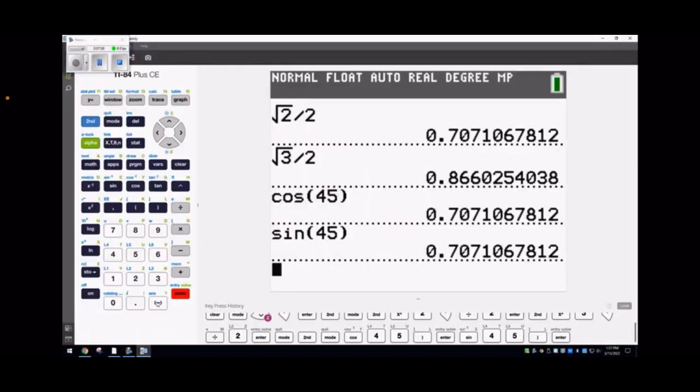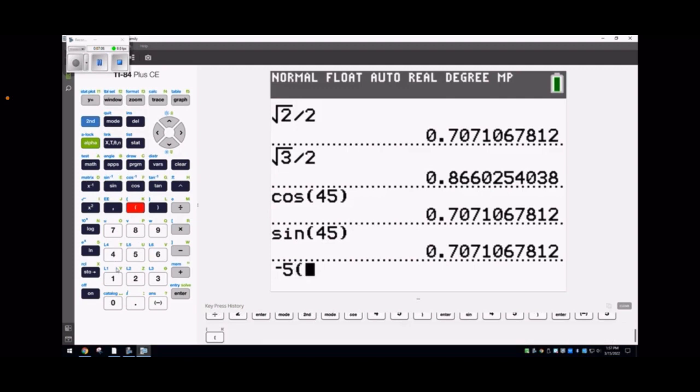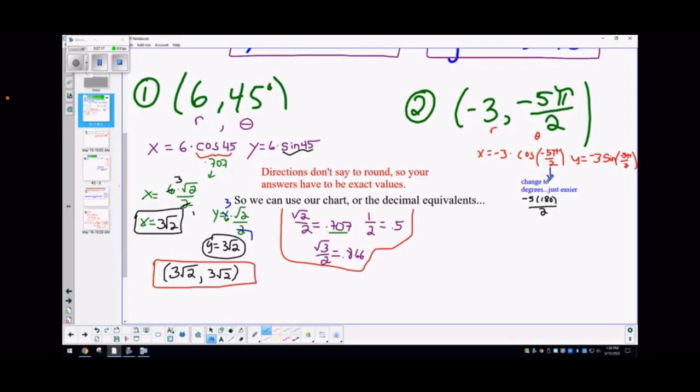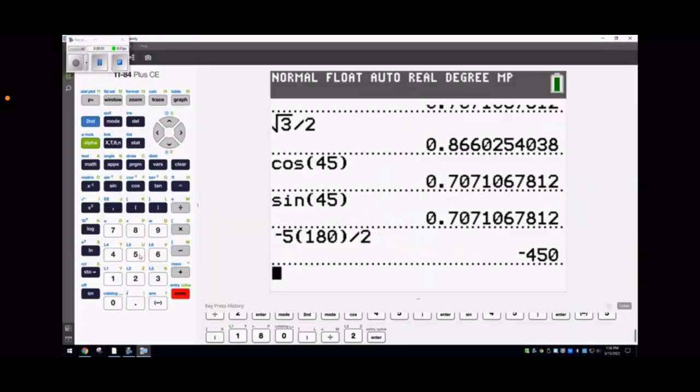You'll plug that in and divide it by 2. And this will give you your angle in degrees. Now you can keep it as an angle smaller than 360 because again, we're going to utilize our calculator to help us here. So you're going to get that this is negative 3 times the cosine of negative 450. I wrote everything down for you, and now we're going to go right to the calculator.